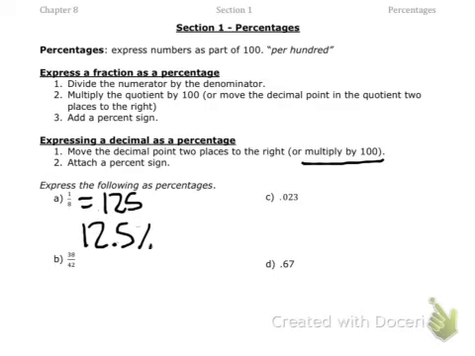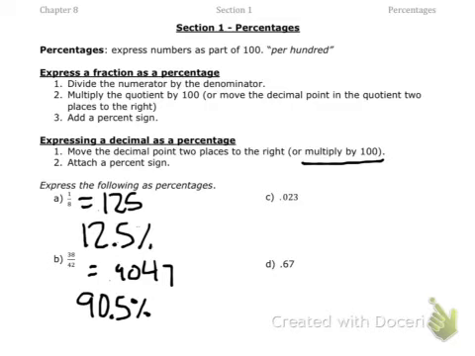For B, I want you to type in 38 divided by 42. That gives you 0.9047. And if you multiply that by 100, that's going to give you 90. And if we round to one decimal place, it's going to be 90.5. And then again, don't forget your percent symbol, so 90.5%.